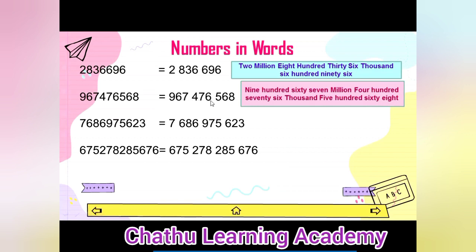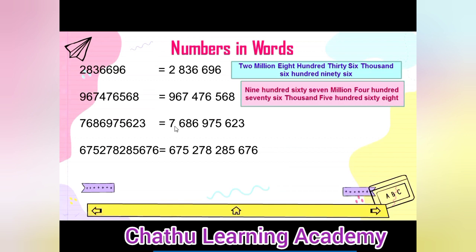Here million, here thousand. Now look at the third one. 7 is in billion zone. 686 is in million zone. 975 is in thousand zone. And 623 in unit zone. Then after this value we want to mention the name of this zone. So we can start like this.